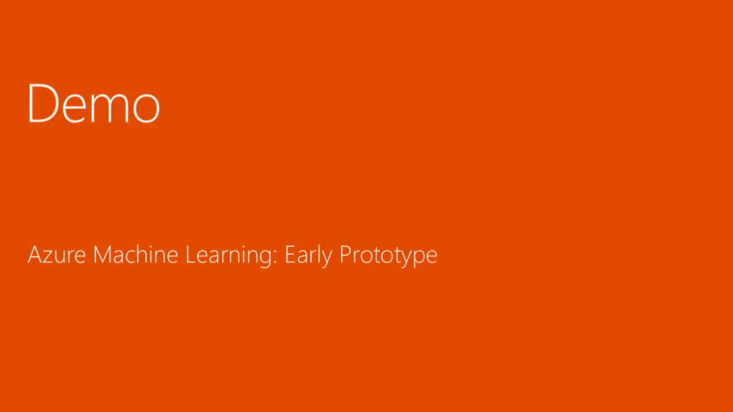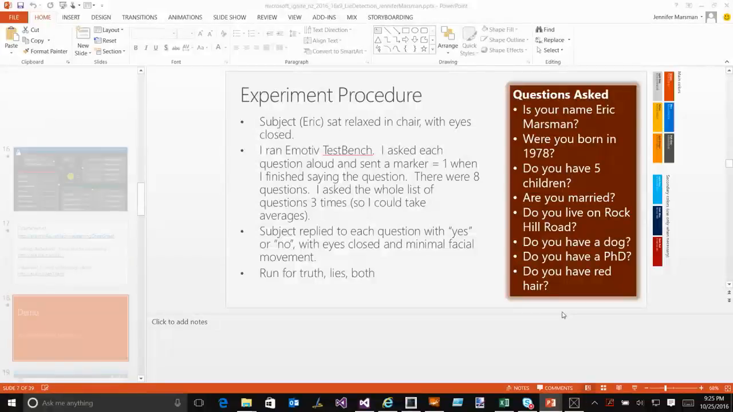All right, so now let's take a look at the early prototype. Let me be really clear, this one is not doing lie detection per se. It's just seeing, can I even differentiate between the lie session and the truth session type data?